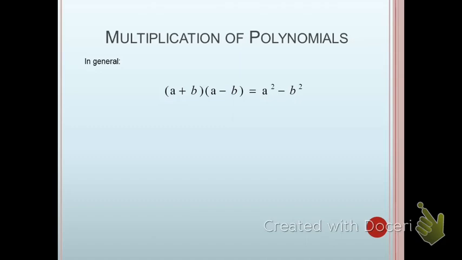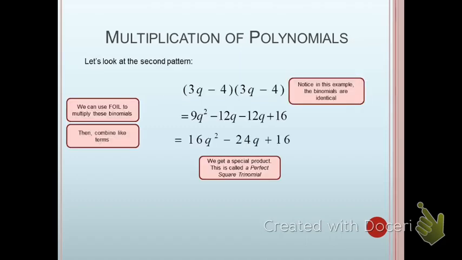In general, when you're multiplying conjugate binomials, the product is going to take on the pattern a squared minus b squared. Notice with these two binomials, they're exactly the same. So we have 3q minus 4 times 3q minus 4. And this will also take on a special pattern.